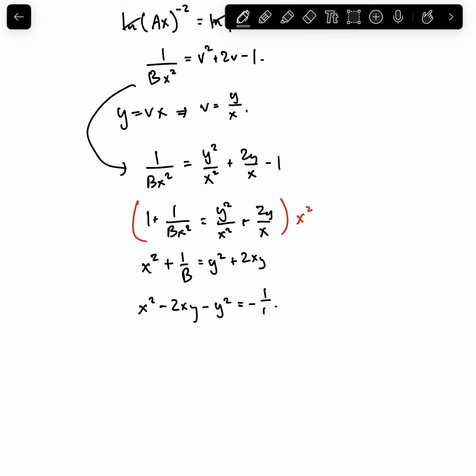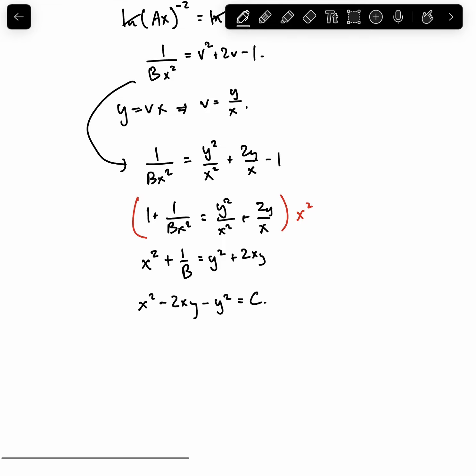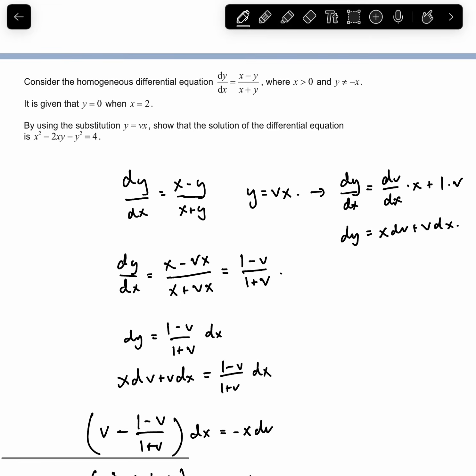And again, it doesn't matter what minus 1 by b is, right? All we're doing is saying that if b is a constant, then 1 by b also has to be a constant because you're just inverting it. It's still a constant. And minus 1 by b also has to be a constant. So we can just replace this by c. Okay, and to figure out what c is, we use our initial condition. y equals 0 and x equals 2.